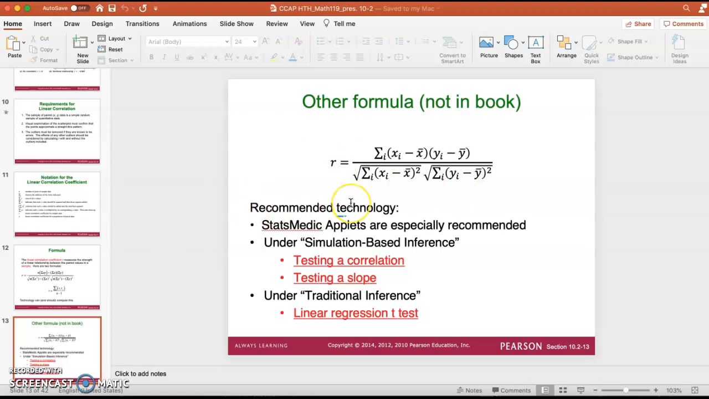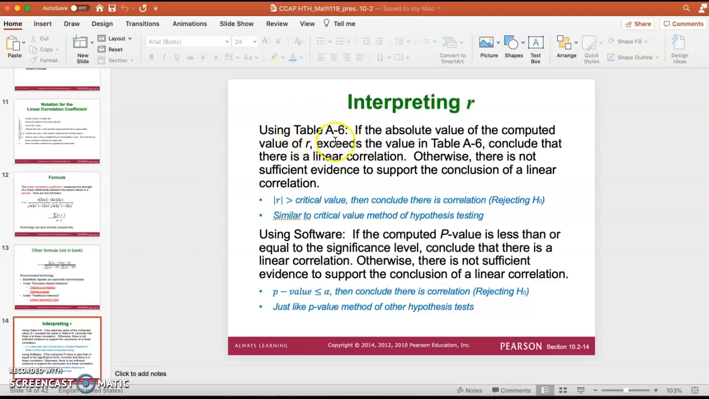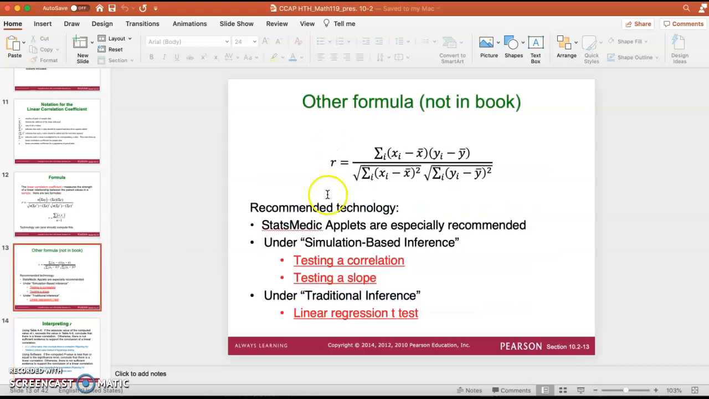But of course, there is some recommended technology, and I highly recommend some of the applets that we have available for StatsMedic, which are linked in our Canvas page. And so there's three that can all pretty much do the same things for any of the concepts in this section and the next section. And so I'm going to show you where those are at. And just know there's also a table of values that we're going to use for this section, so I'll show you where to find that also.